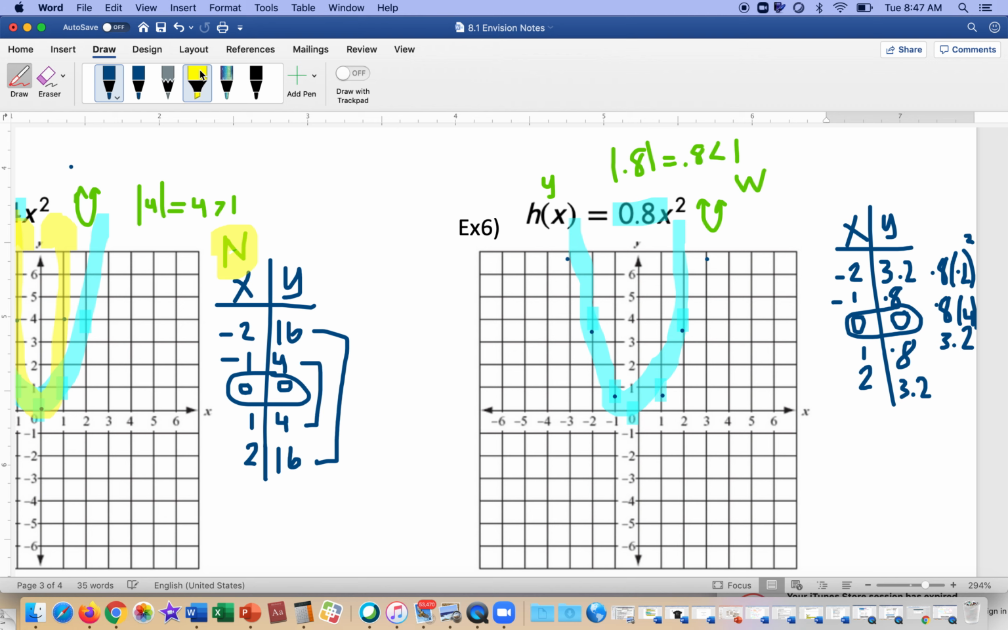So the more ordered pairs, obviously, you plug in, the better your sketch is going to look. And we can see that this yellow compared to the blue, compared to the parent, notice I put arrows, is wider, and that makes sense, right? 0.8 is positive, so yellow should be pointing up. Absolute value of 0.8 is 0.8, which is less than 1. So smaller than 1 means it's going to be wider. Opposite of intuition.